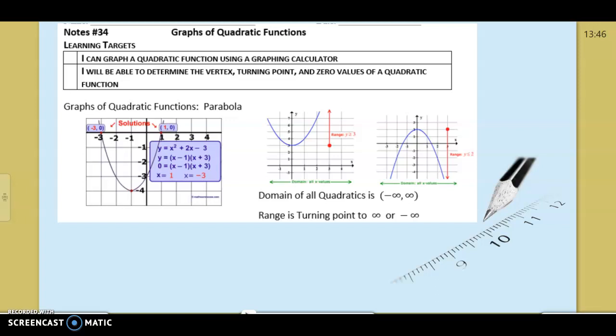So we talk about graphs of quadratic functions. And if that doesn't grab your attention, I don't know what does. Yeah, look at the crowd go wild here.